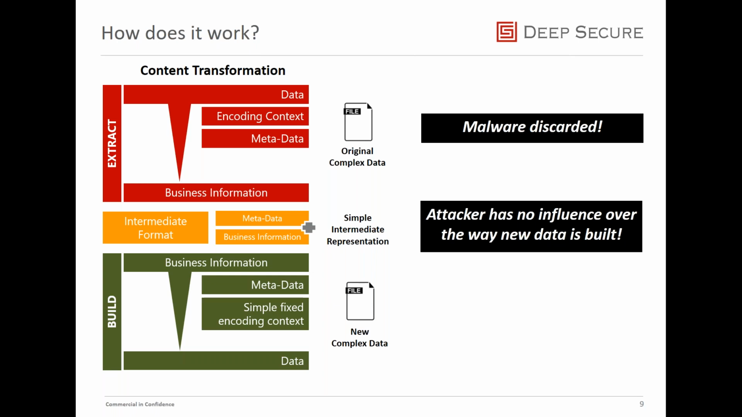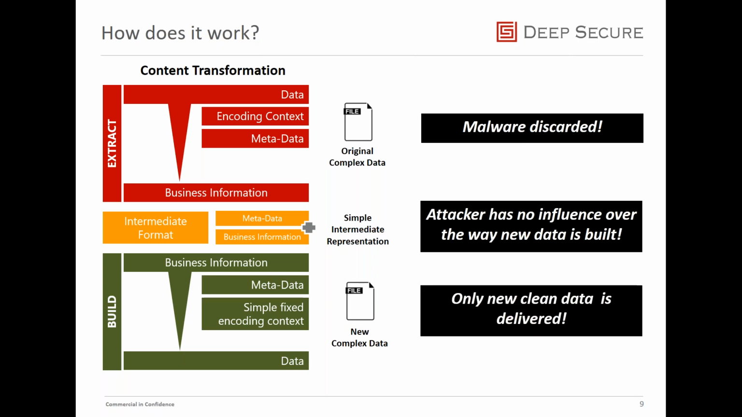The information in the intermediate data format is then encoded into new data. Note that a fixed encoding context is used, one independent of the original, so an attacker has no influence over the way the data is built. The use of the fixed encoding context means data is always delivered in a normalized form, rendering it threat-free. Only clean data is delivered.